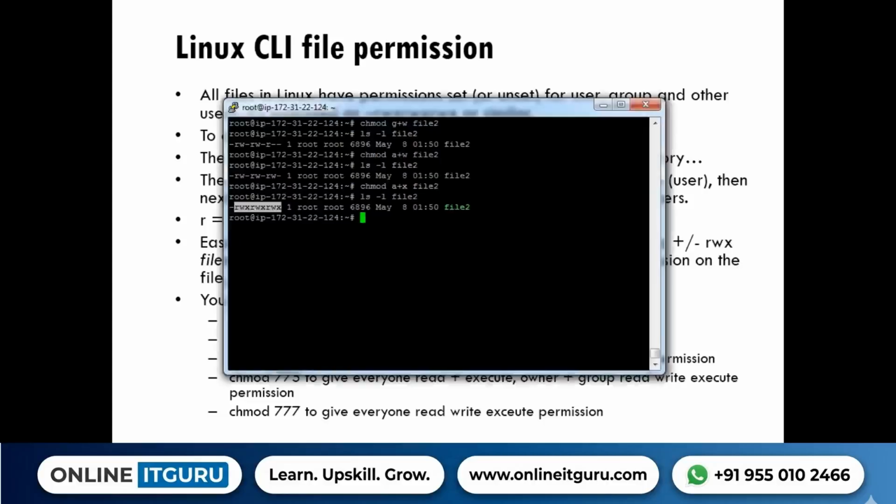So for example, for this file 2, I want to provide only read permission for the user. For other users I want to provide nothing.